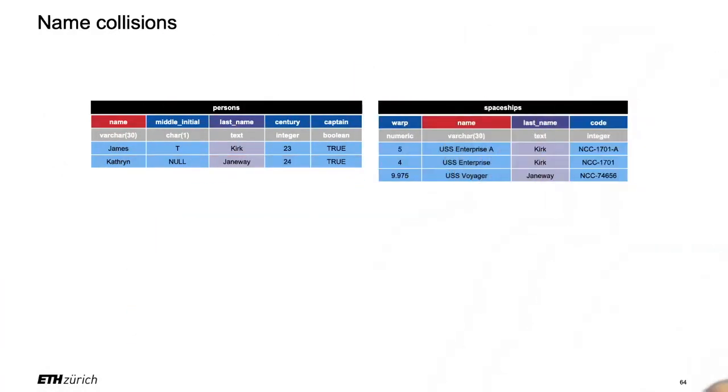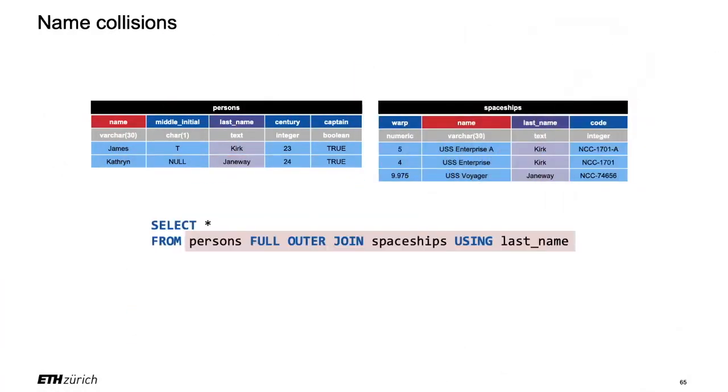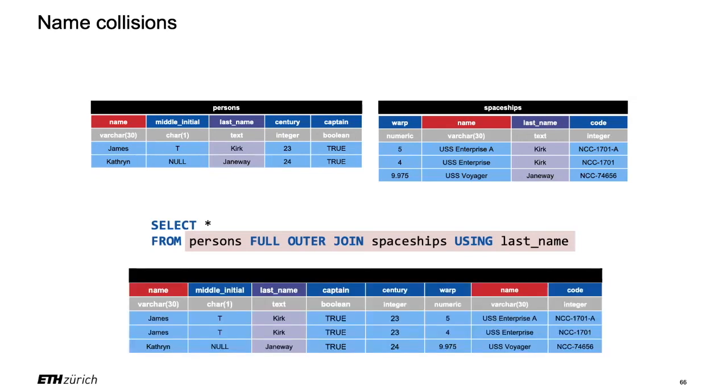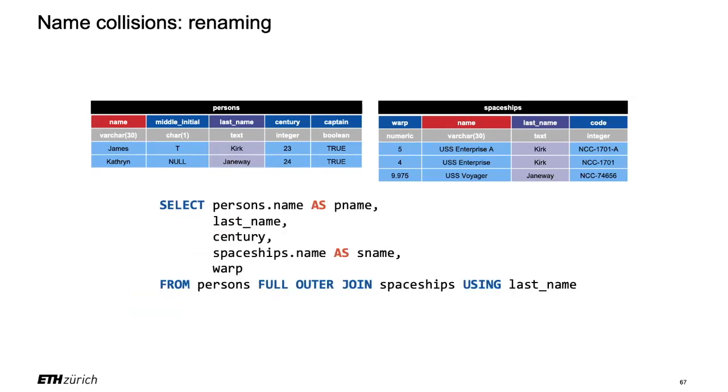Okay. So you see, using is for use whenever your natural join would work in an unintended fashion, like here you don't want to join on these attributes here.